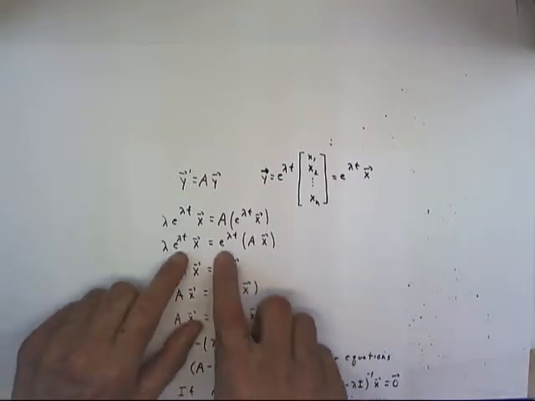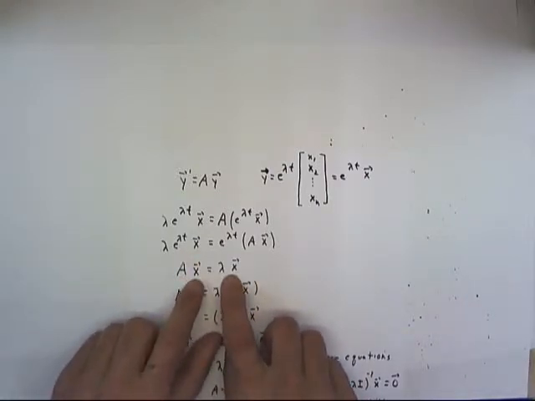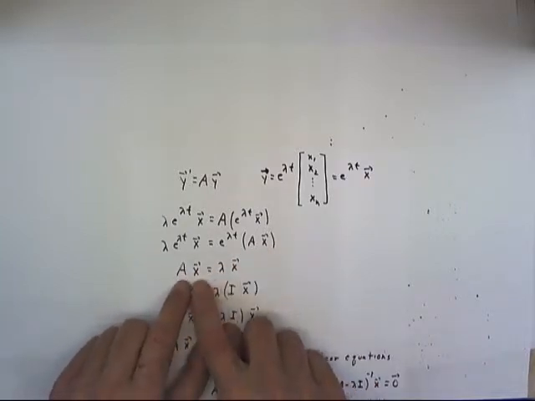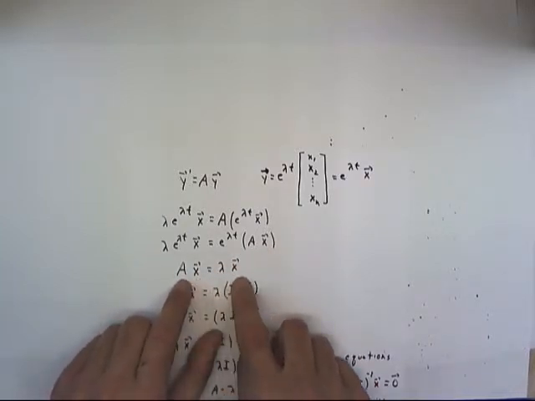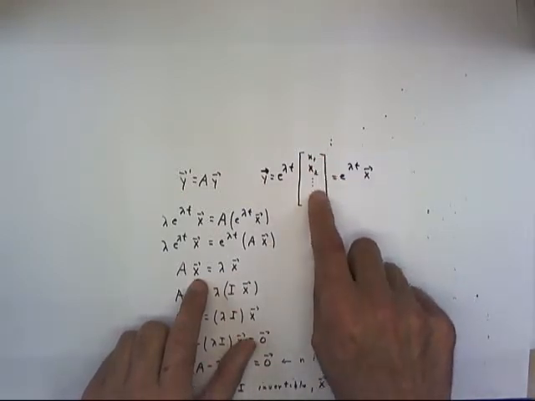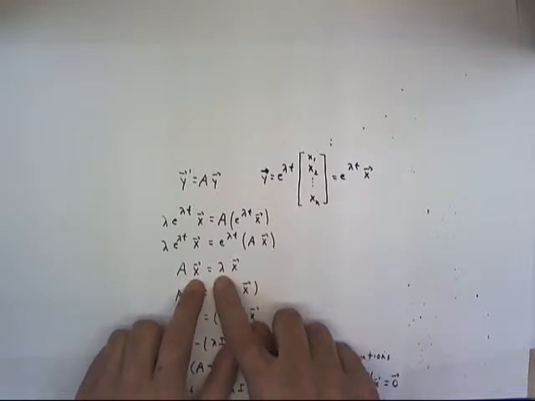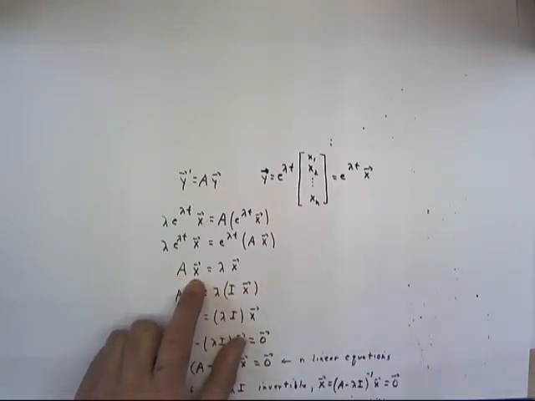Having done that, we can divide both sides of the equation by e to the lambda t, and we switch sides to get the matrix equation Ax equals lambda x. Recalling again that x is a column vector. This is just the product of an n by n matrix with a column vector is equal to some multiple of that column vector.